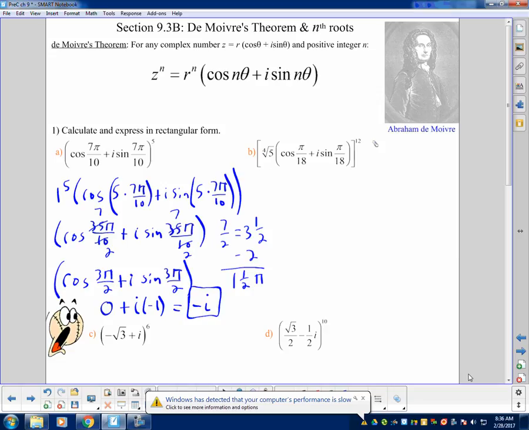All right, B. This is to the 12th power. So it's the 4th root of 5 times cosine pi over 18 plus i sine pi over 18, to the 12th. So according to the theorem, we'll have the 4th root of 5 to the 12th power. And then in parentheses I have cosine of 12 times pi over 18 plus i sine of the same thing, 12 times pi over 18.